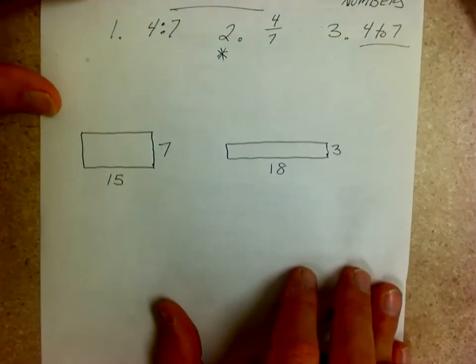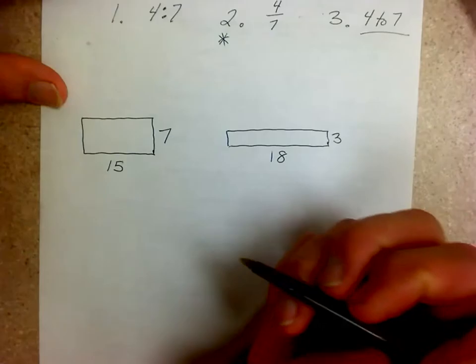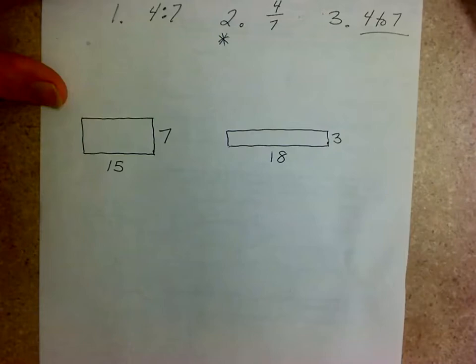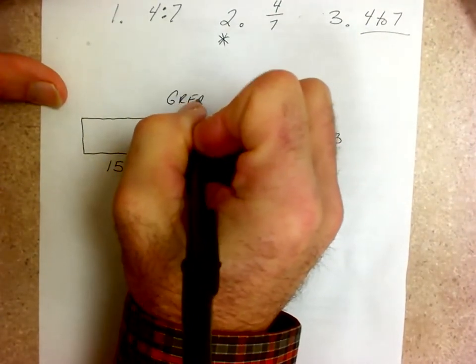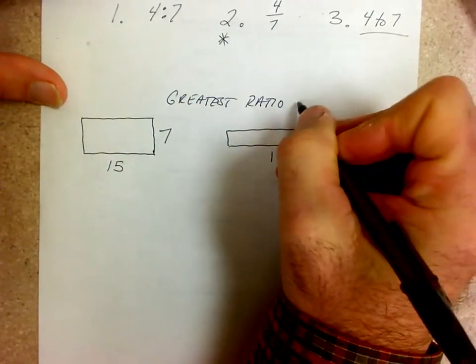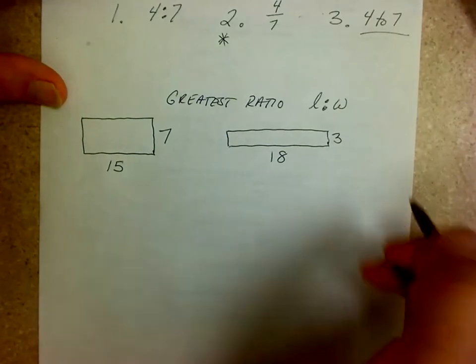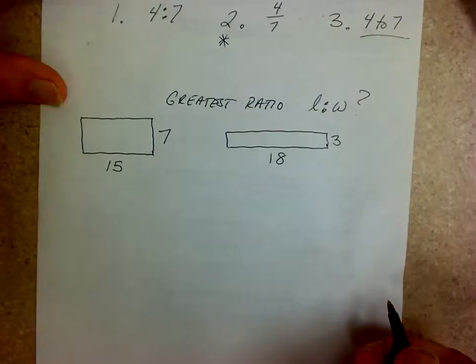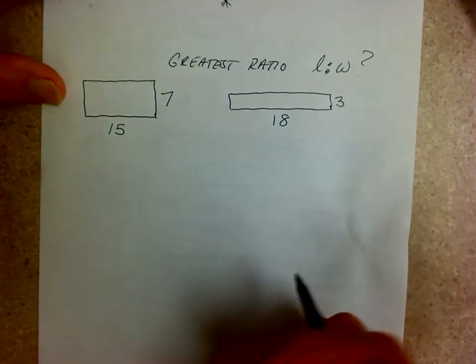Okay, so ratios. If we look at the two rectangles that we have sketched out here, we want to see which one of these has the greatest ratio of length to width. So that's our question. Which one of these rectangles has the largest ratio of length to width? So we need to get them both represented first.